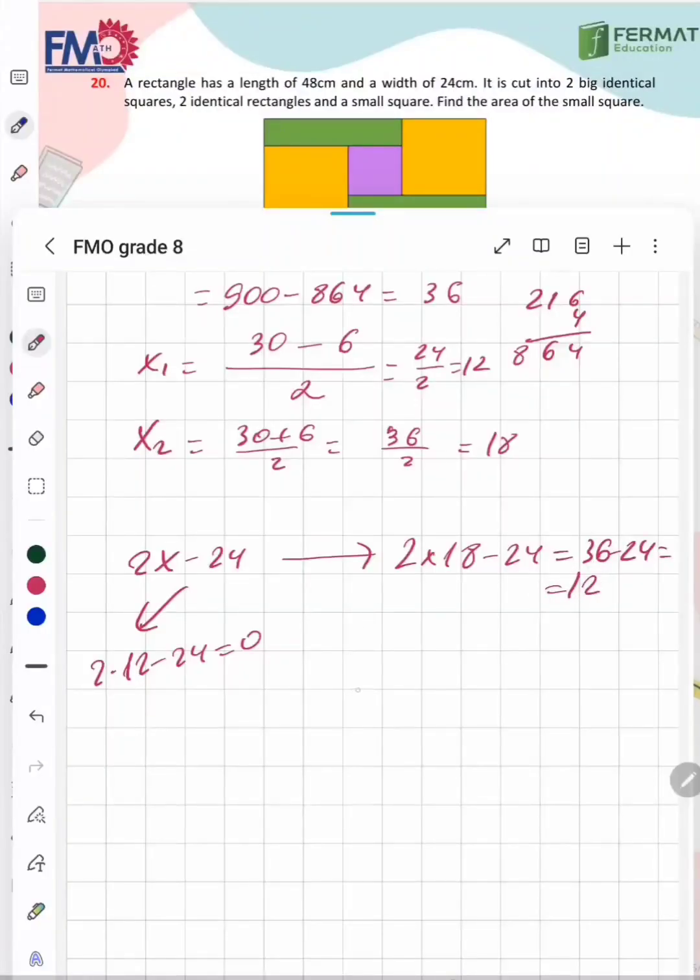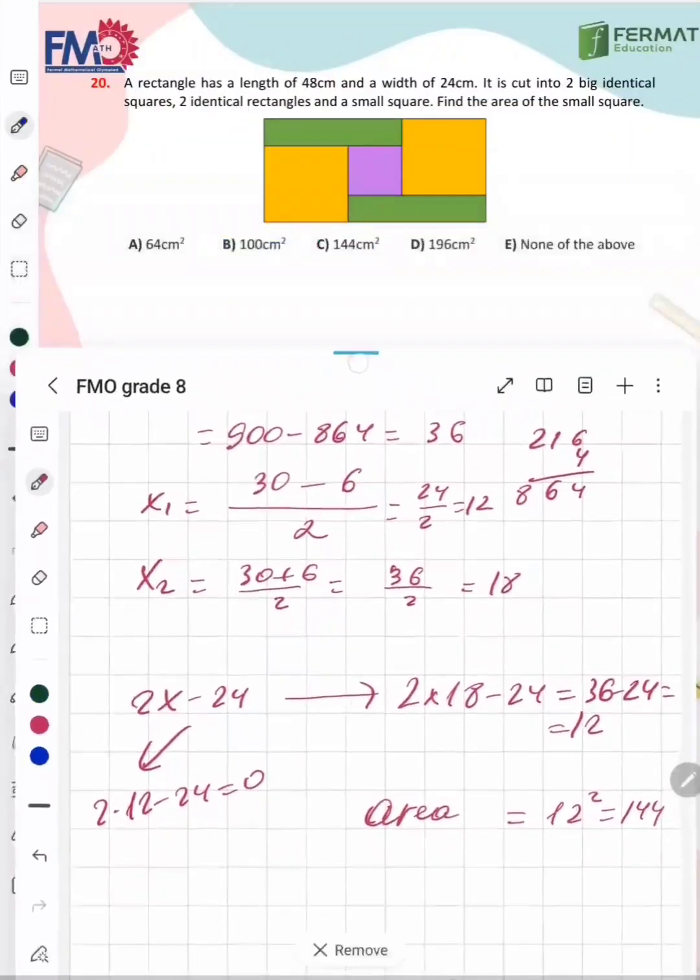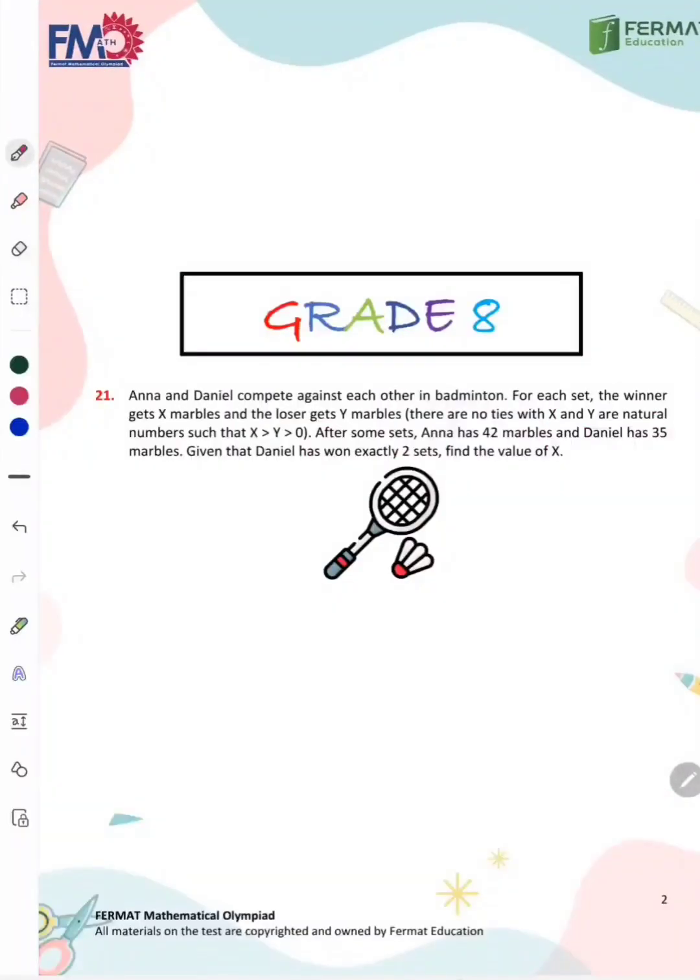So the side of the purple square is 12. We want to find the area. So the area of purple equals 12 squared, which is 144. The correct answer will be C.